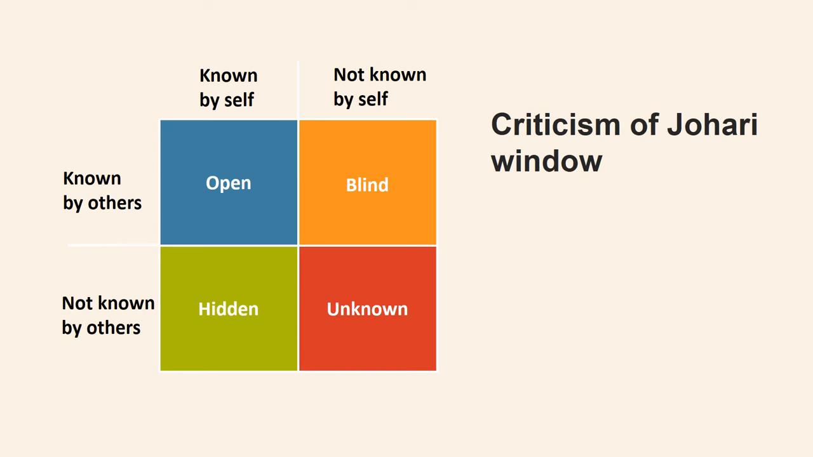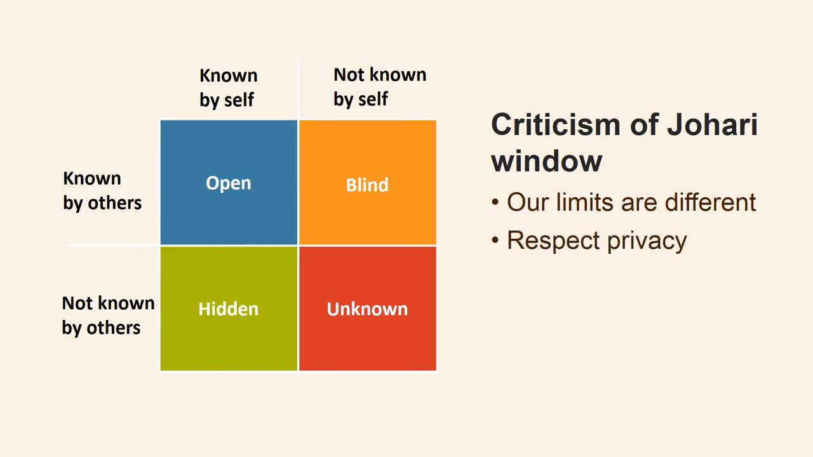Now we shall review a criticism of the model. The Johari window does not take into account that our limits regarding openness are very different. It also varies how much we want to know about others. If our colleagues have family problems, some of them believe it should be shared with everybody. They place it in the open quadrant. Others keep this to themselves. They place it in the hidden quadrant. Not everybody wants to give all aspects about their private lives away.